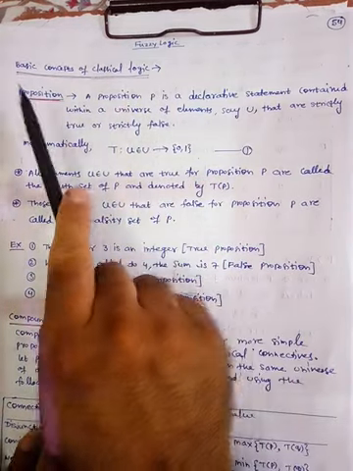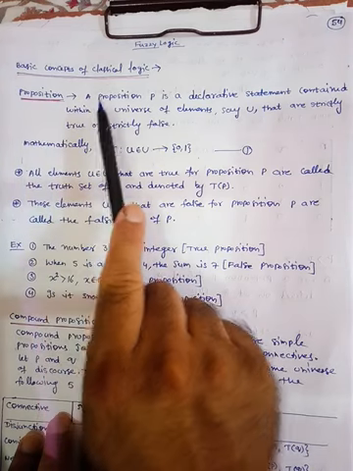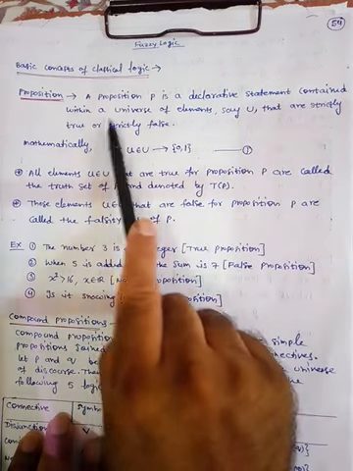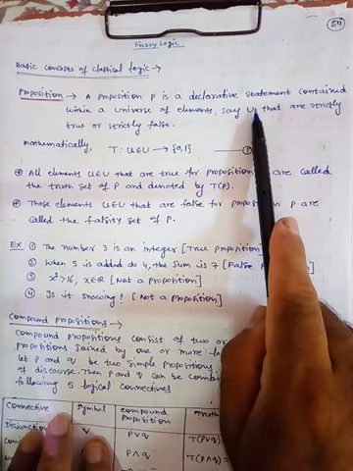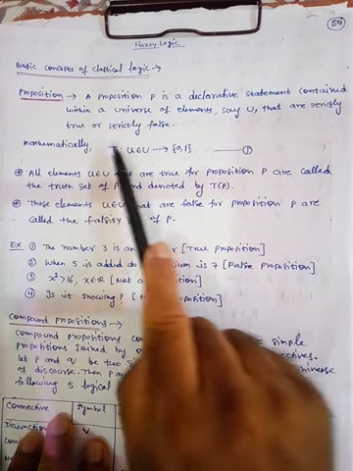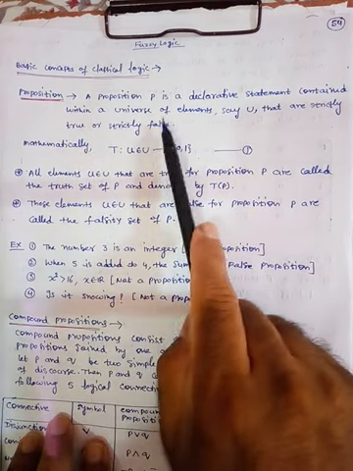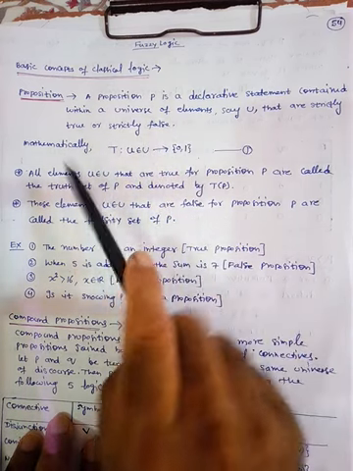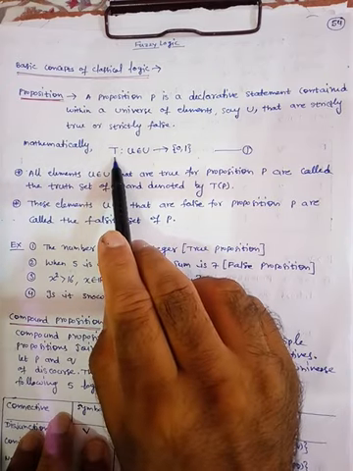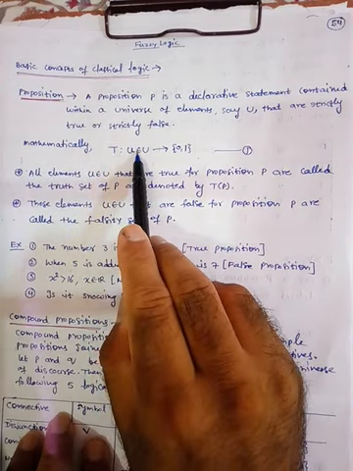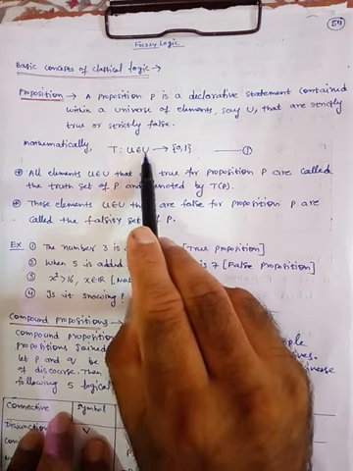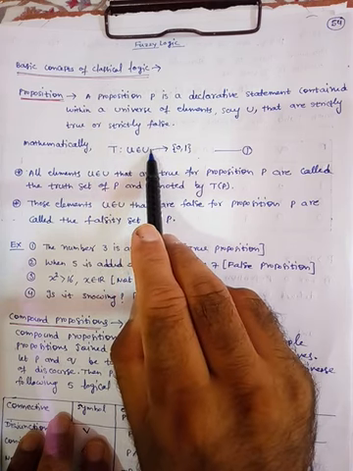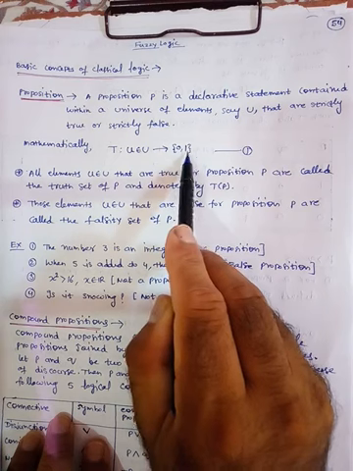So in classical logic, the first definition is proposition. A proposition denoted by P is a declarative statement contained within a universe of elements, say U, that are strictly true or strictly false. That means whether the statement is true or false in classical logic. Mathematically this is denoted by capital T, a function with domain U, where the elements are small u, and the statement is either true or false. That's why the range will be either 0 or 1.